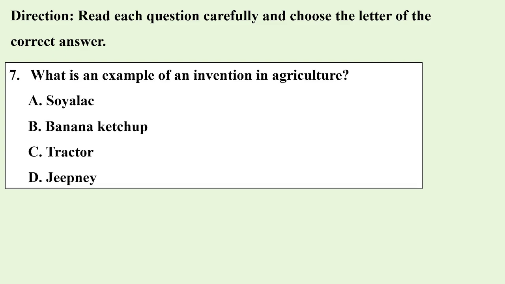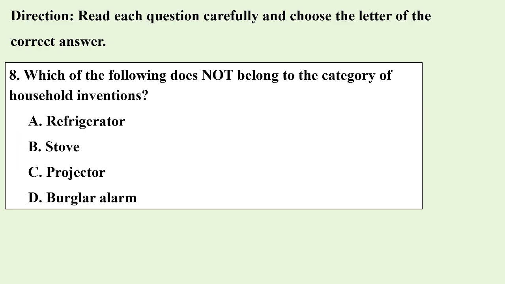Number 7. What is an example of an invention in agriculture? Letter C. Tractor. Number 8. Which of the following does not belong to the category of household inventions? Letter C. Projector.